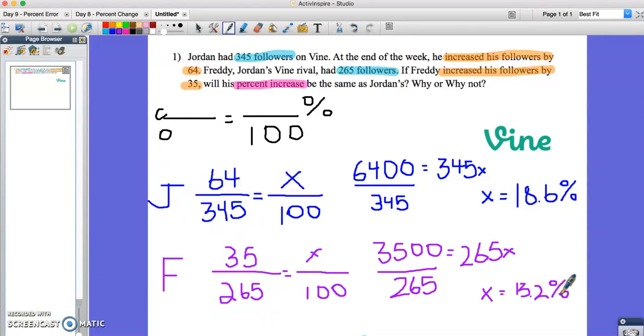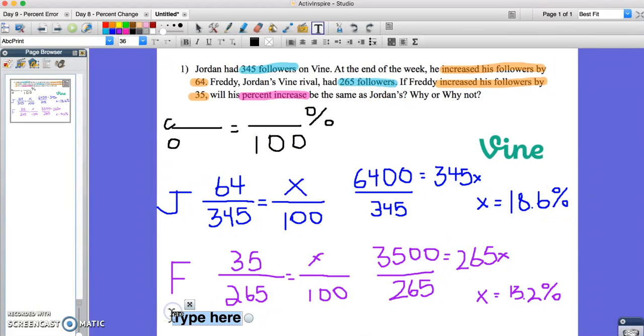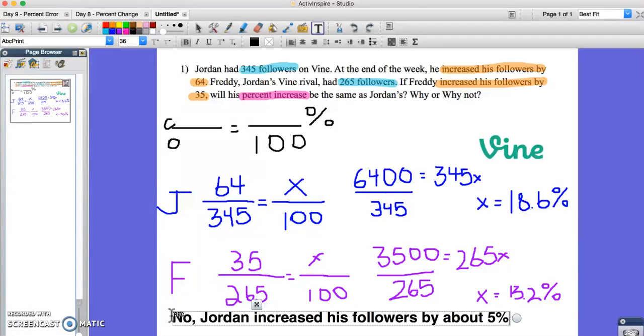So the question, will his percent increase be the same as Jordan's? Or we can write a sentence: no, Jordan increased his followers by about 5% more. The difference is 5.4, a little bit more than 5%, but we can say, no, Jordan increased his followers by 5% more. Percent increase was, in fact, not the same.